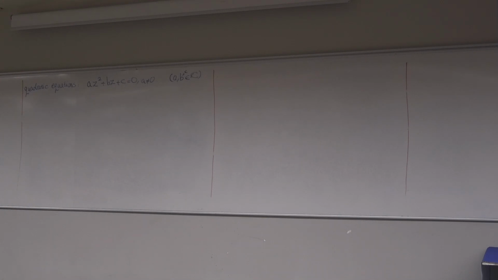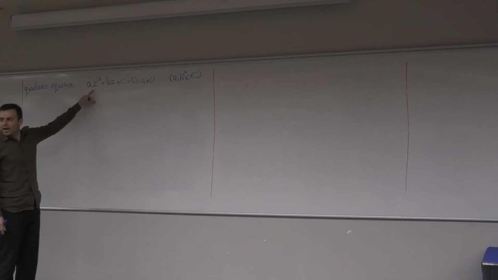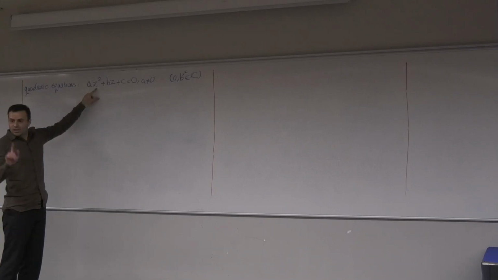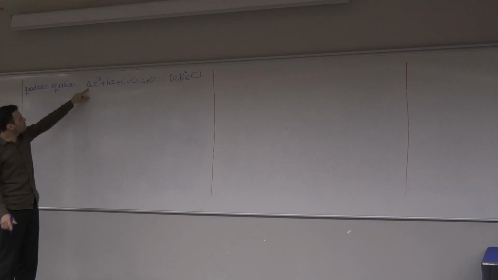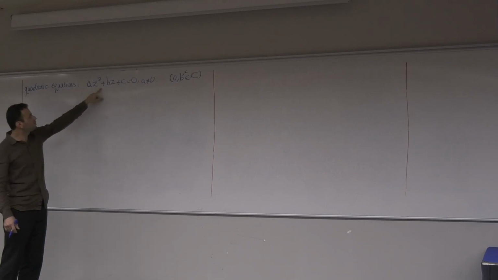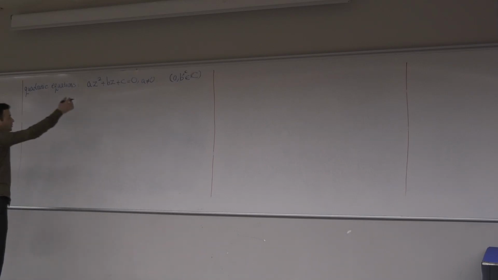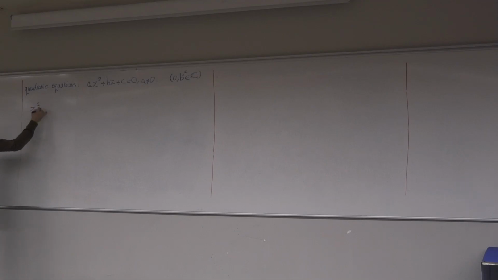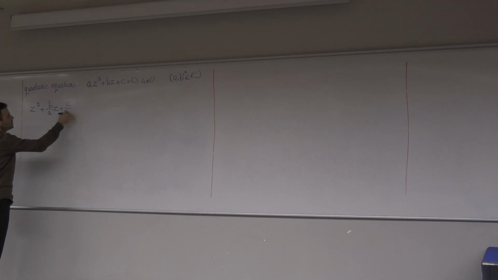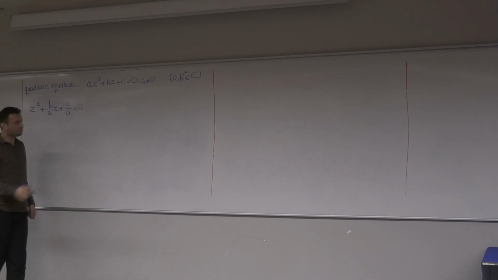The trick for finding the roots of a quadratic equation is completing the square. What do we mean by completing the square? First of all, we always like to work with equations such that the coefficient of the highest degree is equal to 1. Since this a is not equal to 0, we can divide both sides by a, and we can write this equation in this form: z^2 + (b/a)z + c/a = 0. Okay?